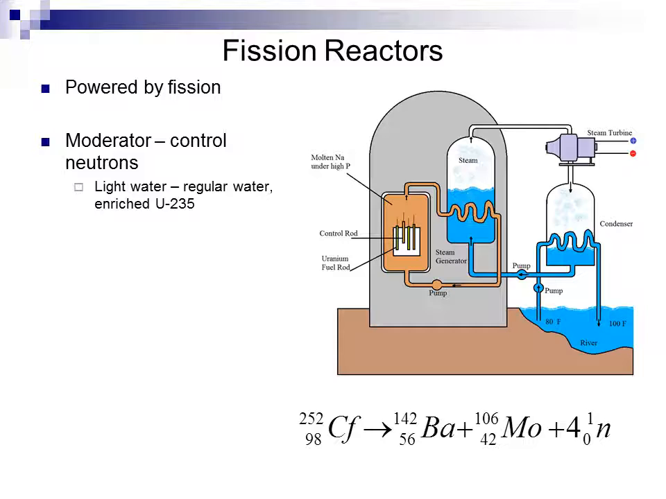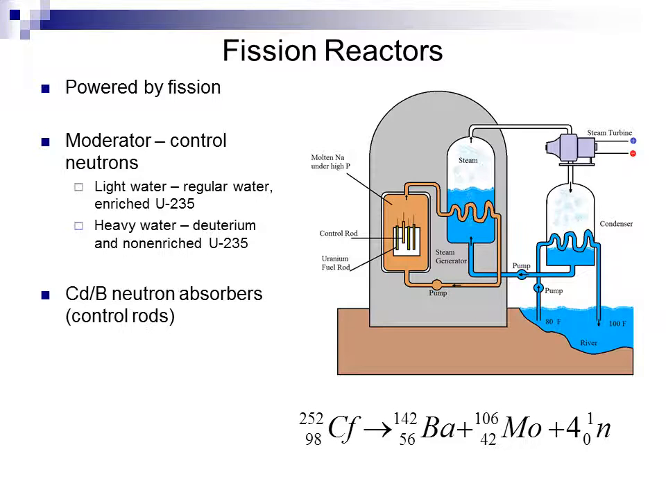This is what most U.S. nuclear power reactors are. A lot of the rest of the world will use what are called heavy water reactors, which use deuterium water and non-enriched uranium. The deuterium water is much more expensive to come by, but it enables you to run the reaction without having to enrich the uranium.